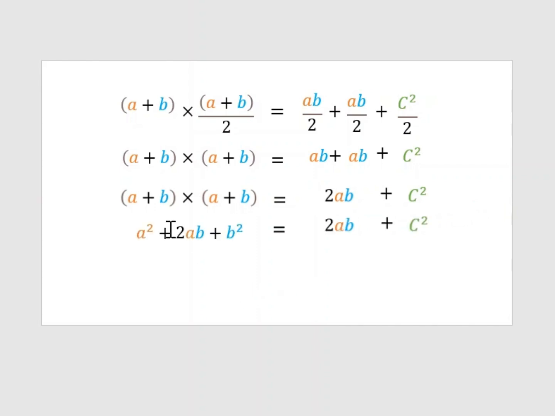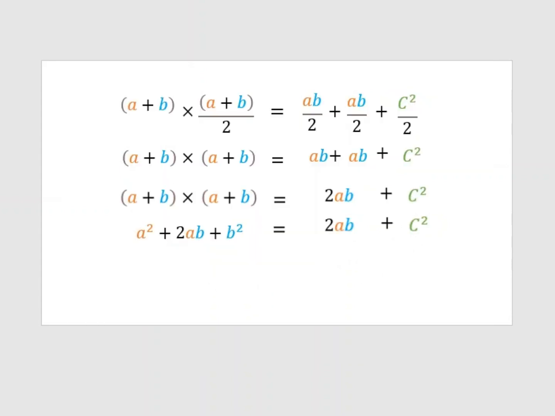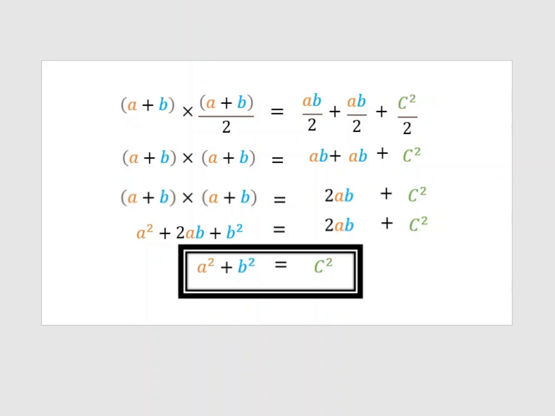And now if we were to expand this equation, we would get a squared plus 2ab plus b squared equals 2ab plus c squared. Is there anything we can subtract from both sides of the equation? There sure is. We can subtract 2ab from both sides of the equation to get a squared plus b squared equals c squared, or the Pythagorean Theorem.